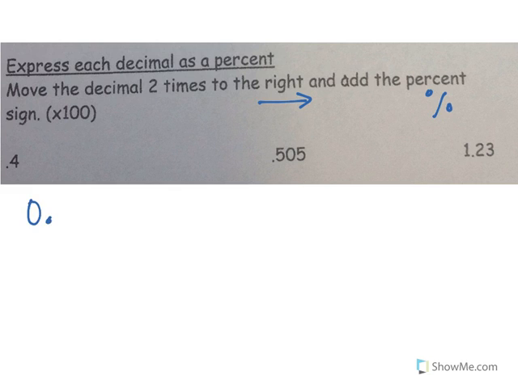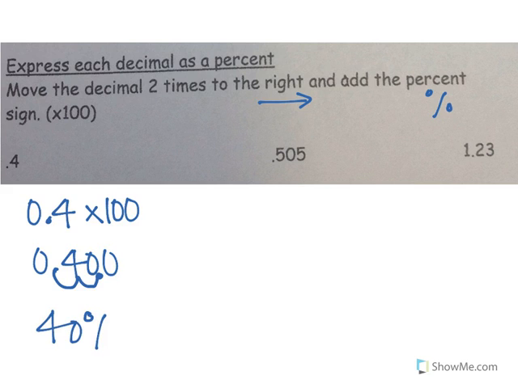So for our first one, 4/10 here, I would multiply that times 100. And so when I do that, when you multiply anything times 100, then you add 2 zeros onto the end. And I can go ahead and move my decimal 2 places. Okay, so 4/10 is equivalent to 40% because we moved our decimal 2 to the right. So we had this and then you add the percent sign. So 4/10 is equivalent to 40%.